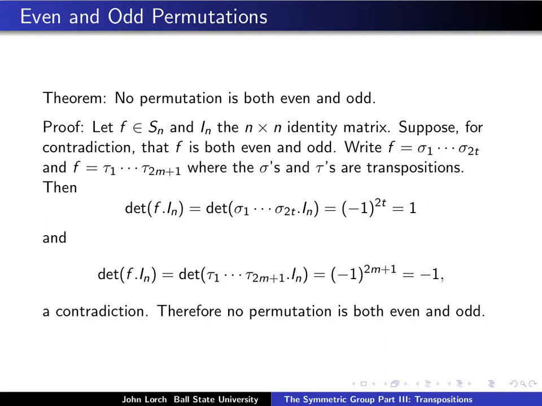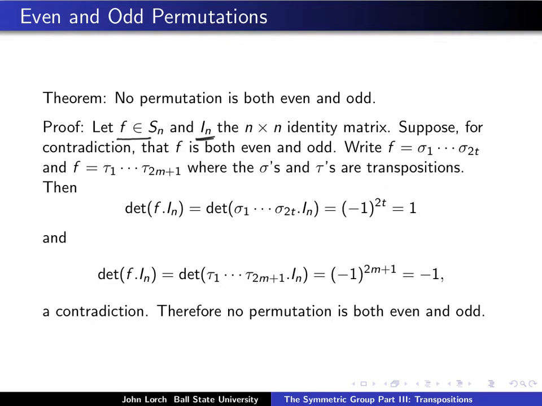So remember, the theorem says that there's no permutation that's both even and odd. That is, it's impossible to take any given permutation and write it both as a product of an even number of transpositions and as a product of an odd number of transpositions. So let's start with a permutation f in Sn, and we're going to let I sub n be the identity n by n matrix. And we're going to argue by contradiction. So let's suppose that this f is both even and odd.